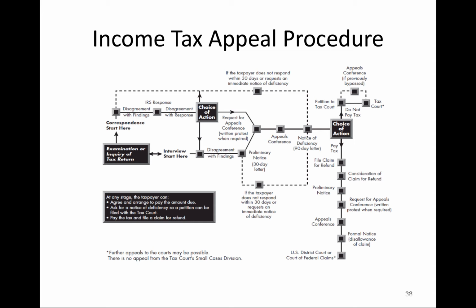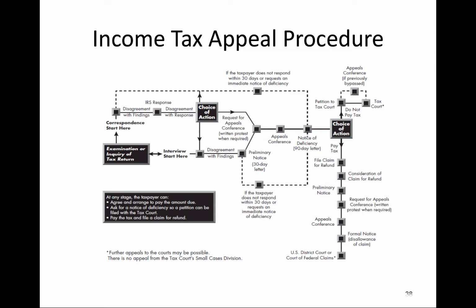The taxpayer can just ignore it, and then it will go to a statutory notice of deficiency, also known as a 90-day letter, or the taxpayer can request an appeals conference, and a written protest must be filed. And then you can disagree with the findings, and that can also go to the appeals process or the 90-day letter. So let's go in the middle here. It says request for appeals conference. If an appeals conference takes place, that's before the 90-day letter is issued. Basically the IRS encourages appeals, which is kind of like a settlement process. If the IRS feels that they have a not so good argument, they might settle with you with some amount in the middle between what you think you should pay and what they think you should pay.